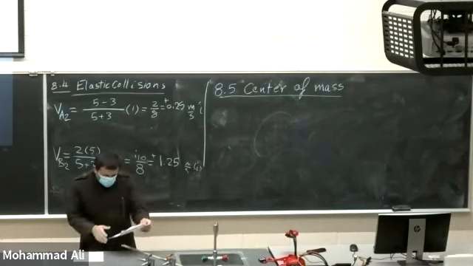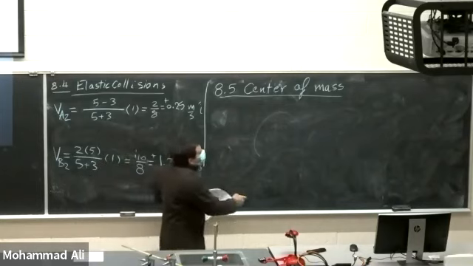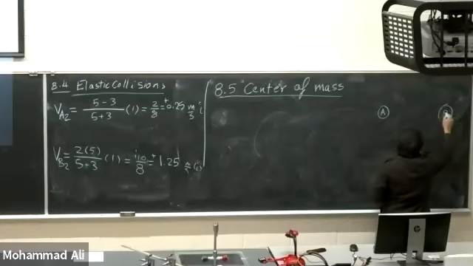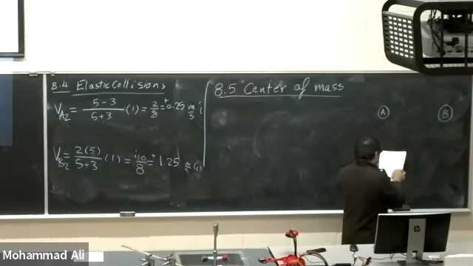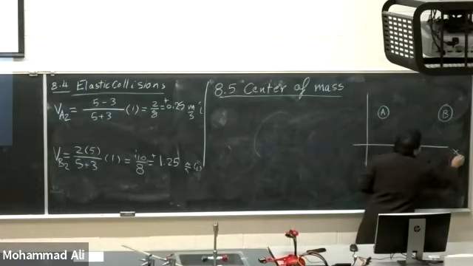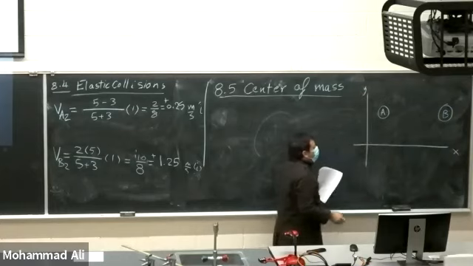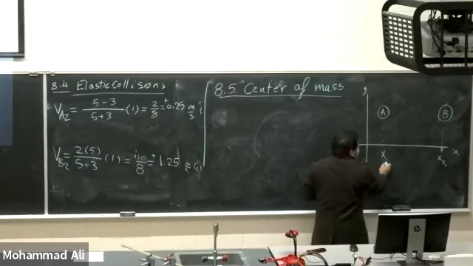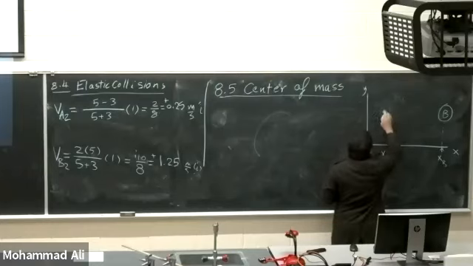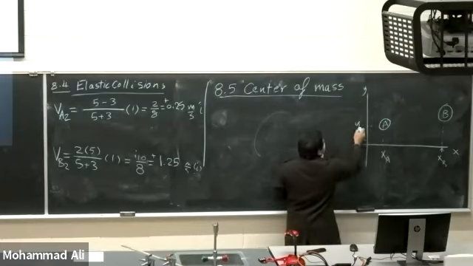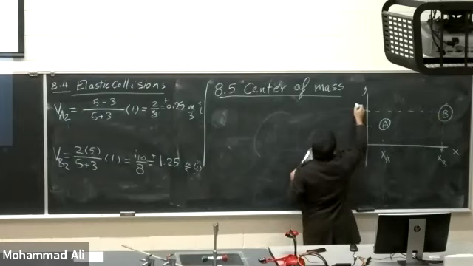Now we see that for two objects, mass A and mass B, with different masses, in an XY plane, the mass B has the position XB, the mass A has the position XA, and this has YA, and this has YB.